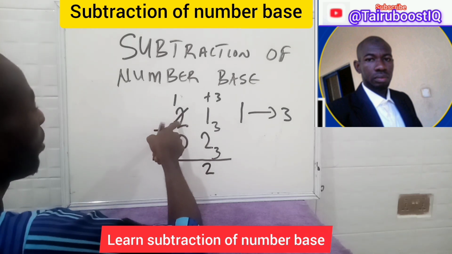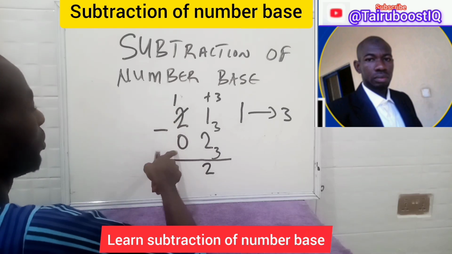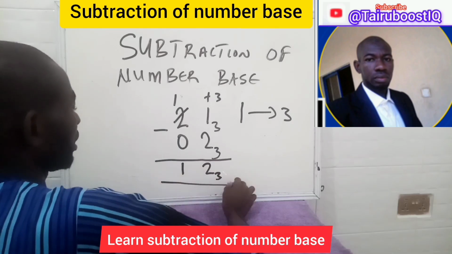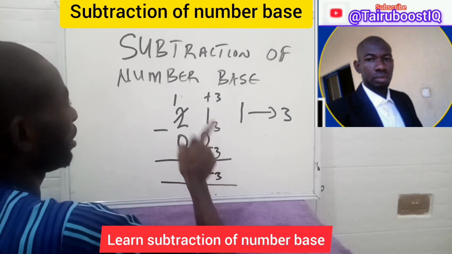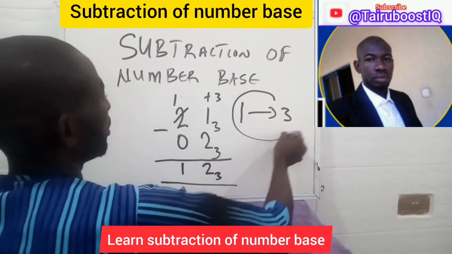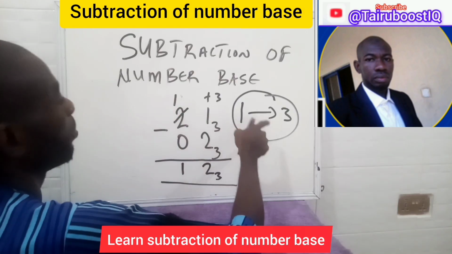Remember that when we borrow 1 from here, this one remains 1. Then we are going to say 1 minus 0 will give us 1. So our answer is equal to 12 in base 3. Remember that when we borrow with respect to the given base, if the base is 4 here, when we borrow 1 from here, we are borrowing 4.